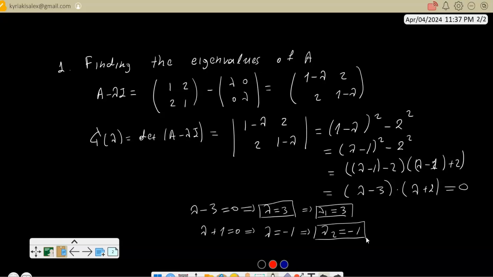Now I need to find the eigenvectors associated to these eigenvalues. The spectrum of this matrix is lambda 1 and lambda 2, the two eigenvalues, 3 and minus 1. Now I need to find the eigenvectors associated with these eigenvalues.